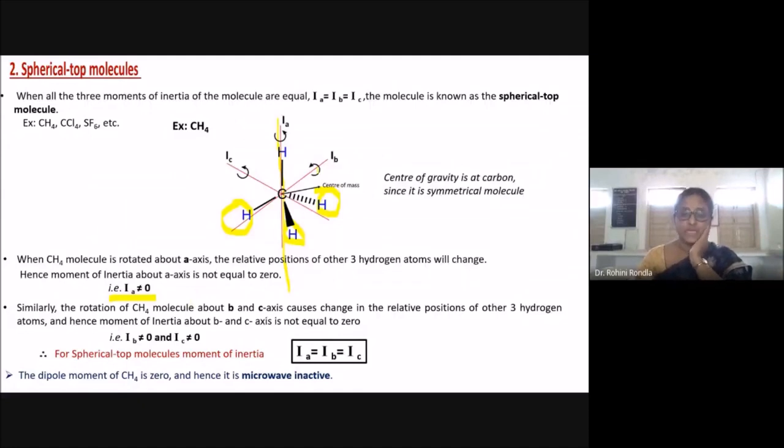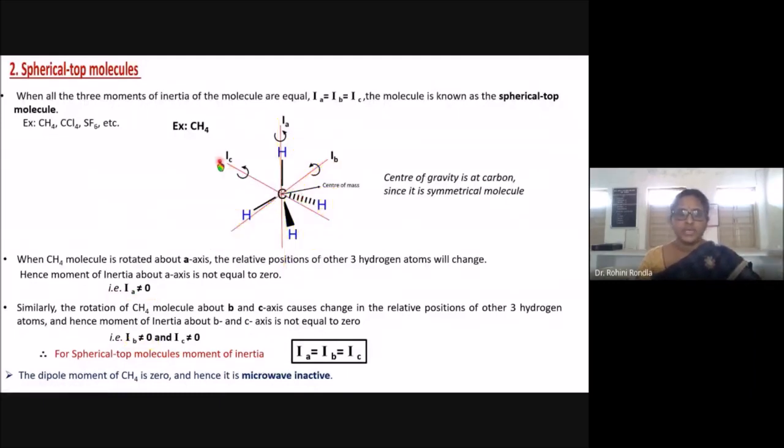Okay, that is one point. Now, see this B axis. Rotate about this B axis. Imagine just holding this carbon and this hydrogen, and now rotate this molecule through this B axis. Then this hydrogen atom position will change, this hydrogen position will change, and this hydrogen position will change. So positions are changing. So we can tell IB is not equal to 0.